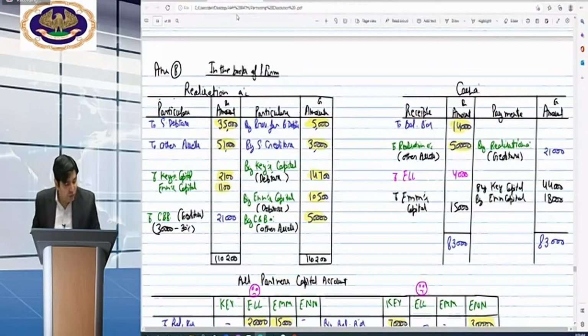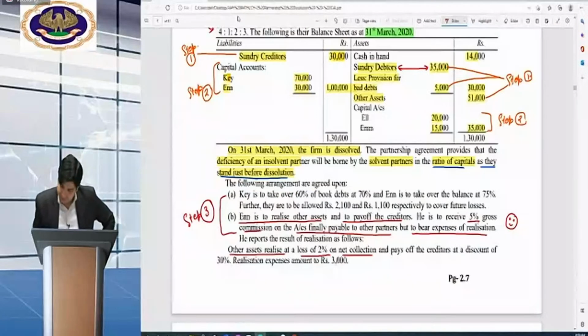49,980, if you are saying that 2% of 51,000, only then you are coming to this figure, but that will not be the 2% of net, that will be the 2% of gross. That will be 2% of gross 51,000. And the question is saying 2% of net. The loss is 2% of net.